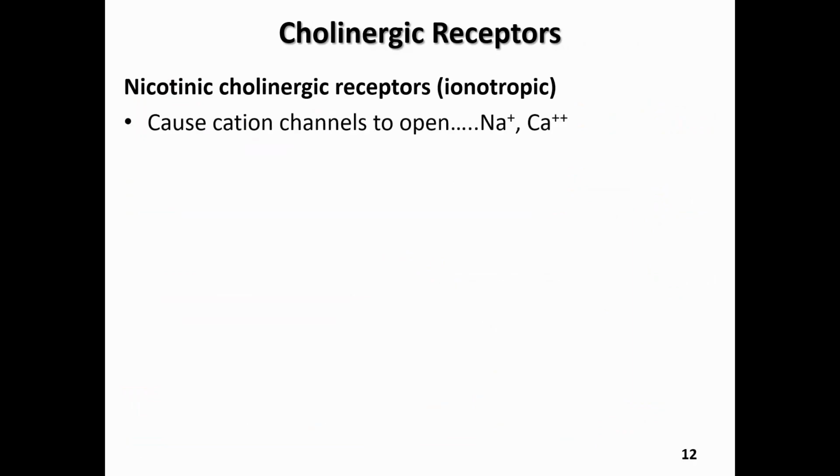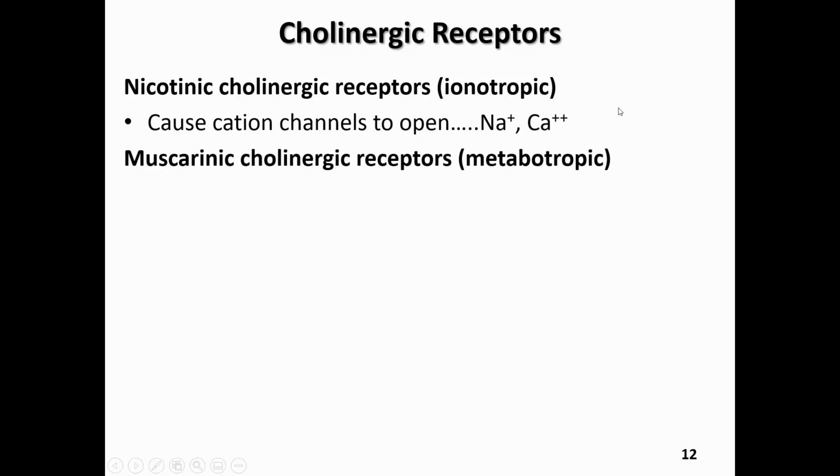Nicotinic cholinergic receptors are considered to be ionotropic, which is to say that these types of receptors that respond to acetylcholine will tend to cause cation channels to open. These are receptors that typically exist in channel form, in that when they are triggered by acetylcholine, they will open up and allow the flow of sodium and calcium into cells.